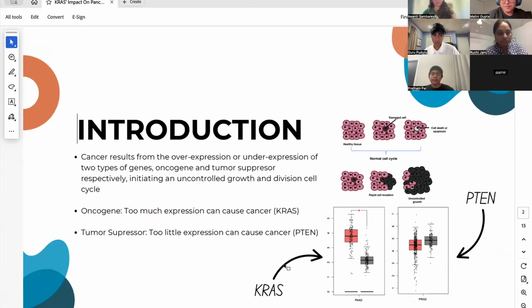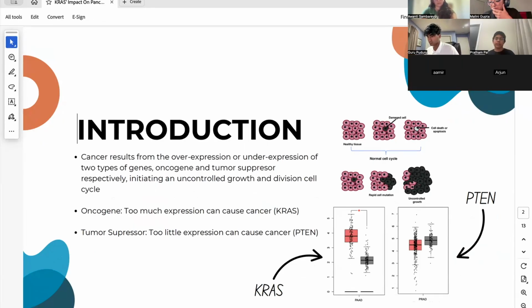So before we go into the data, we kind of need to understand what cancer really comes from. Cancer usually results from the overexpression or underexpression of two types of genes, oncogenes or tumor suppressors. Specifically, oncogenes are genes that, with too much expression, cause cancer, like CRAS, which is what I researched, or tumor suppressors, which with too little expression can cause cancer, like PTEN.